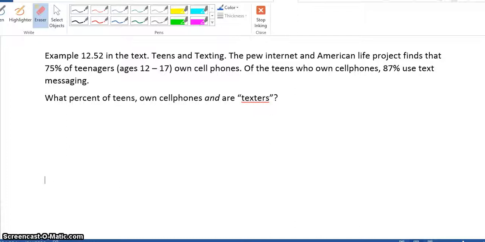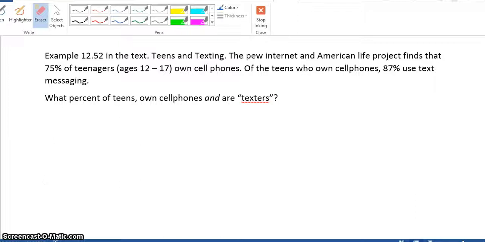The Pew Internet and American Life Project finds that 75% of teenagers ages 12 to 17 own cell phones. Of the teens who own cell phones, 87% use text messaging. What percent of teens then own cell phones and are texters?